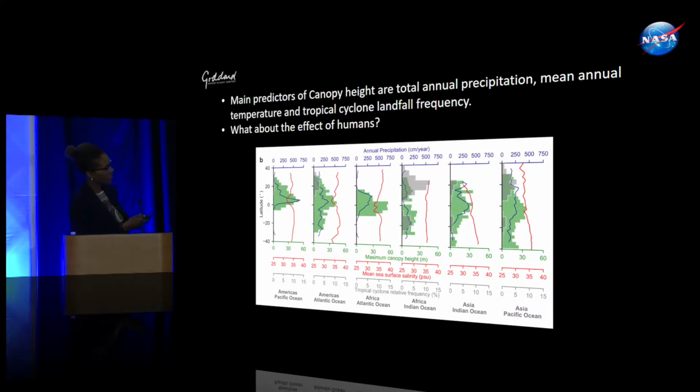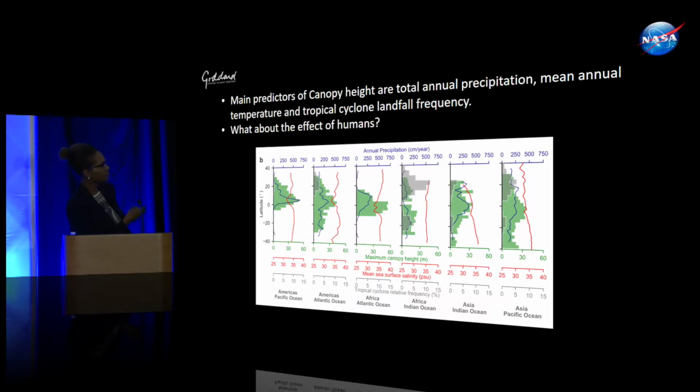So then if we break it down by coast, this gives us an even better view of what we're talking about. Here, this is the Pacific coast of the Americas. We're seeing there's almost no cyclone frequency. You have very high total annual rainfall, and subsequently also low mean sea surface salinity in areas where you have really high tropical rainfall. And in the background here in green, what we're showing is maximum canopy height. So here you have lots of rainfall, you have really tall trees. Same in the Atlantic coast of Africa: lots of rainfall, tall trees, and no cyclones.